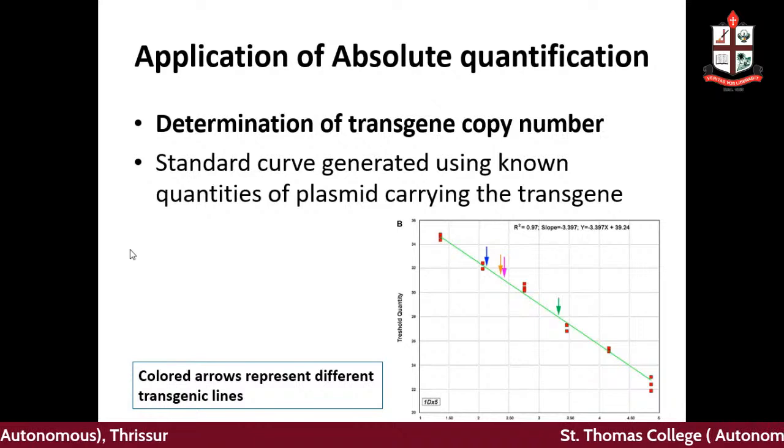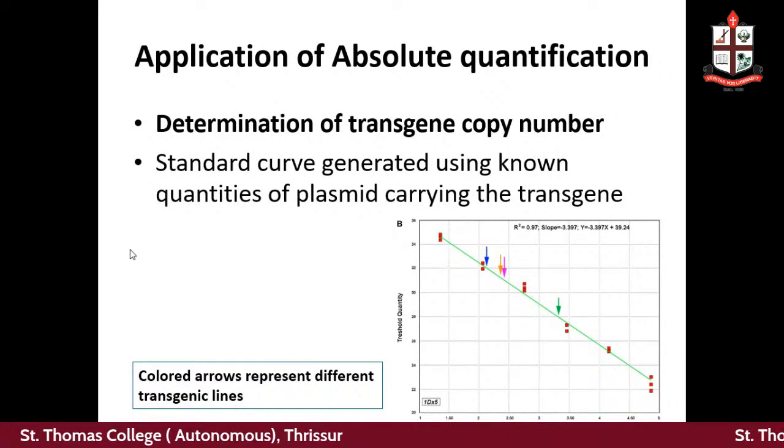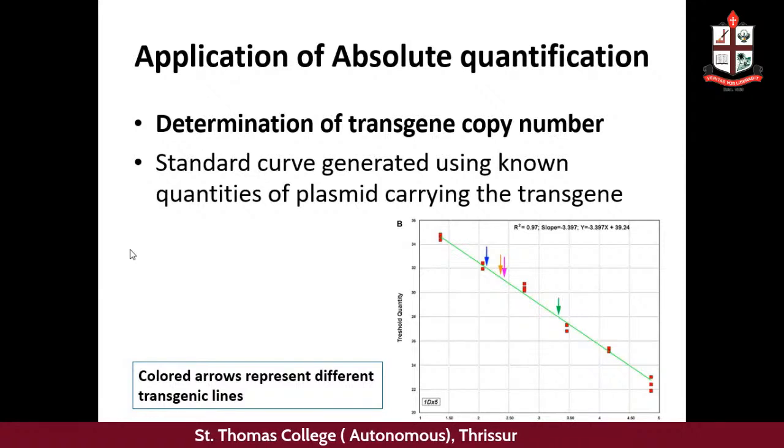So the transgenic plant, which will be further advanced for developing varieties and all, should have a single copy integration. So in order to ascertain that the transgenic plant has a single copy of the transgene, the absolute quantification can be done.